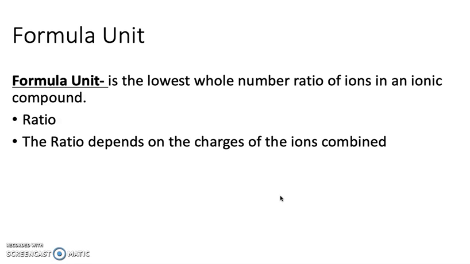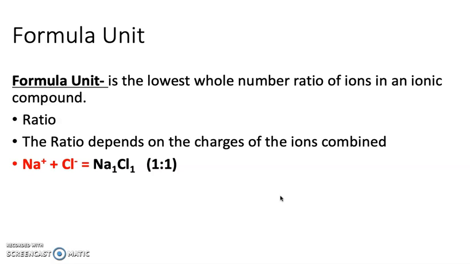Some have +1, +2, +3, and some nonmetals have -1, -2, -3. Their charges determine how many of the other species of ion you need to make it neutral. So we're balancing the charges here to make a neutral compound.